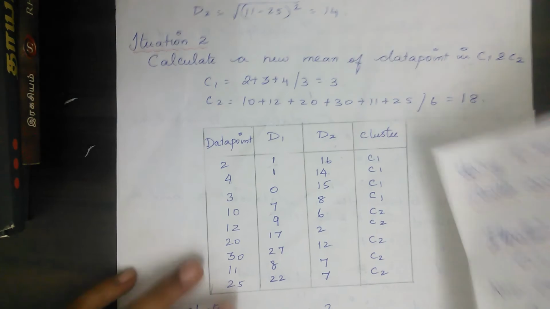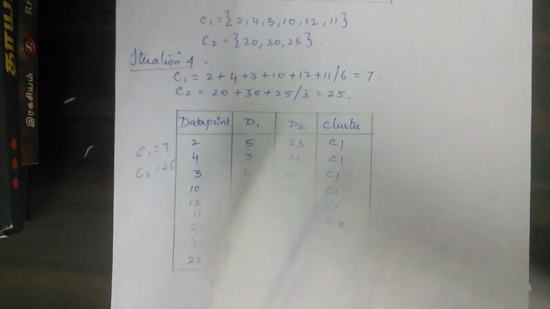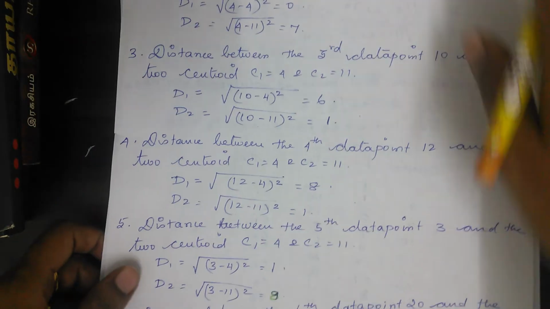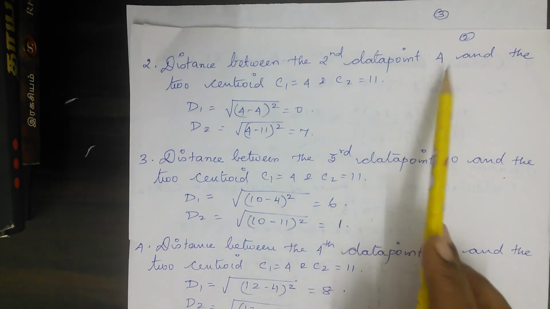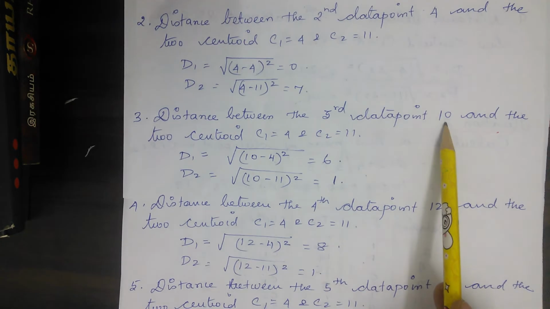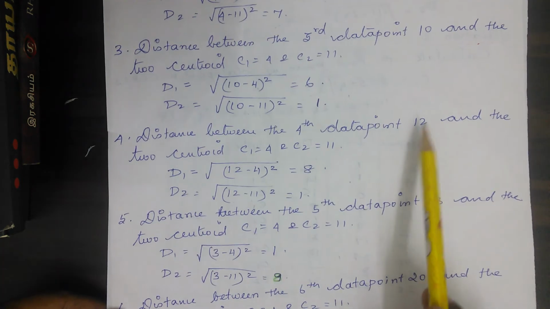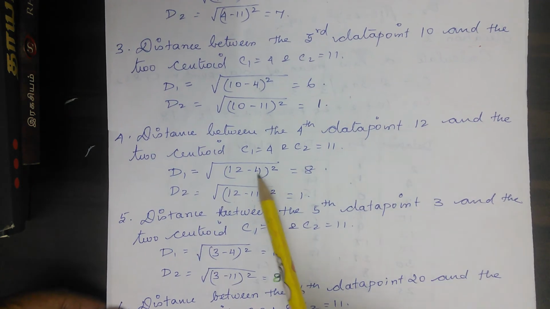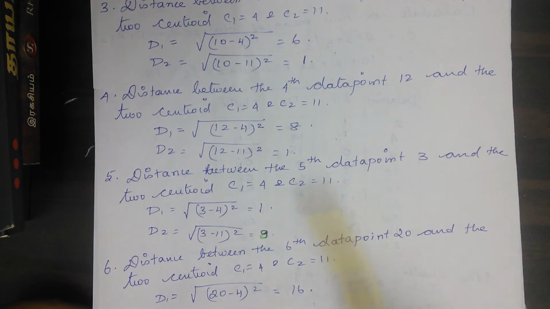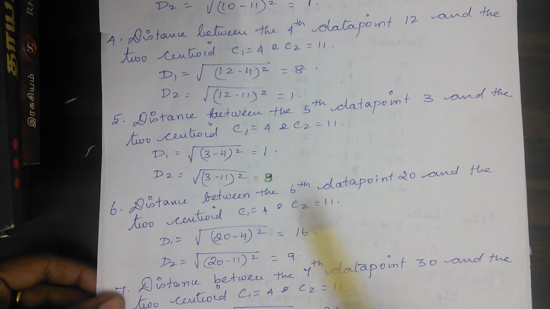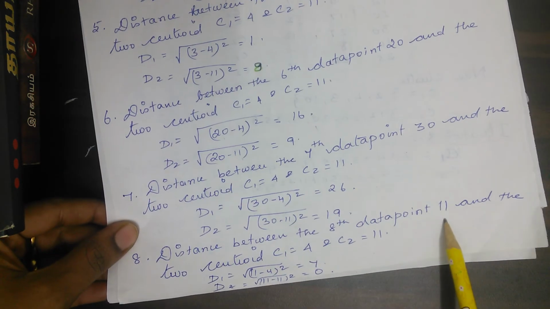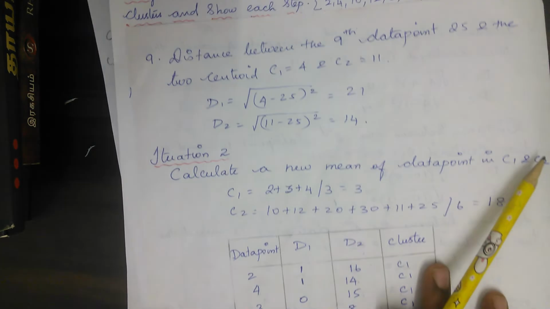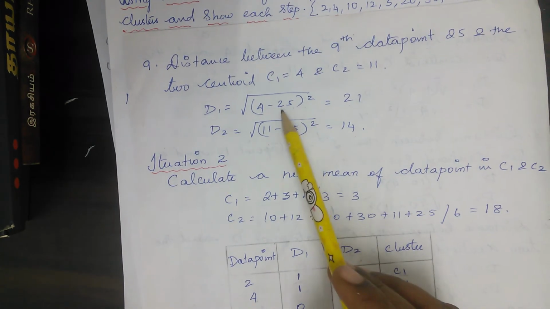For your reference, I have calculated for all the data points. This is for data point 4 with both centroids, and this is for data point 10 with both centroids 4 and 11. Then data point 12, data point 3, data point 20, data point 30, and data point 11, each with centroids 4 and 11. Likewise, I've calculated for the last data point 25 with the two centroids 4 and 11.